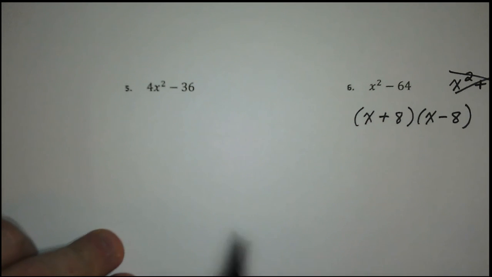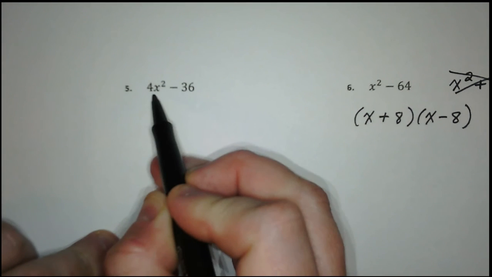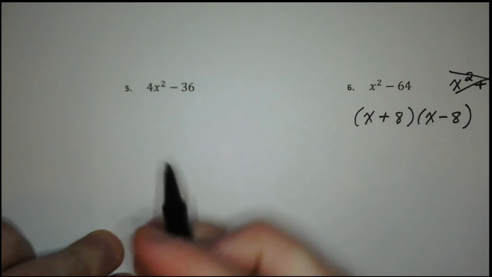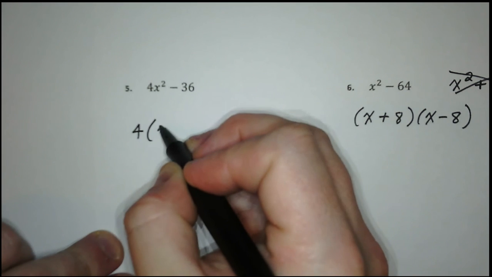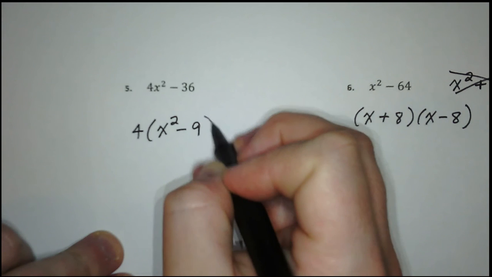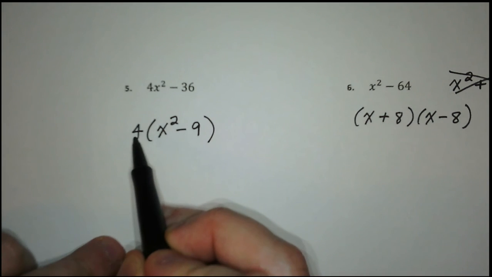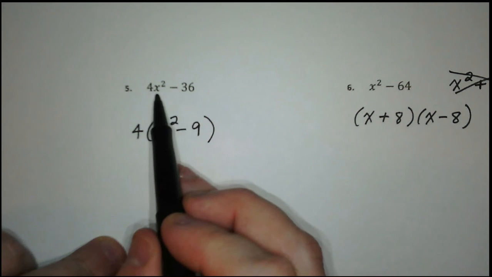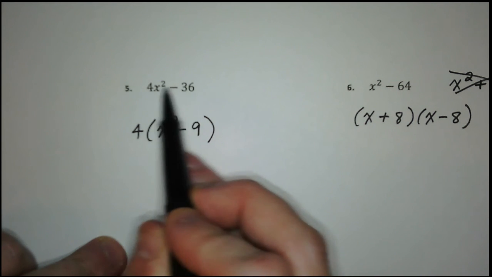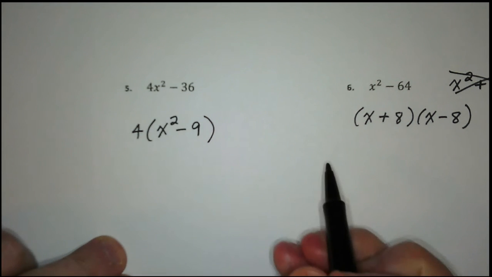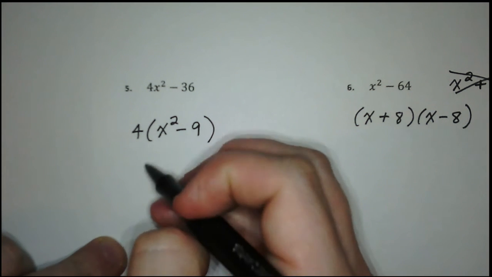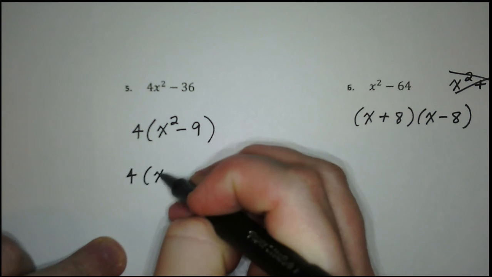If there's a GCF, because there is one here, what's the GCF of 4x squared and negative 36? It's 4. You can factor out a 4, and you can rewrite this as 4 times this group of two terms. When you divide 4 away from both of those terms, these are the two leftovers. And then you can look at this and go, hey, wait a minute, now x squared minus 9, come on.